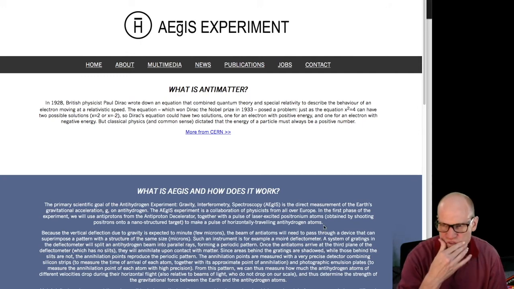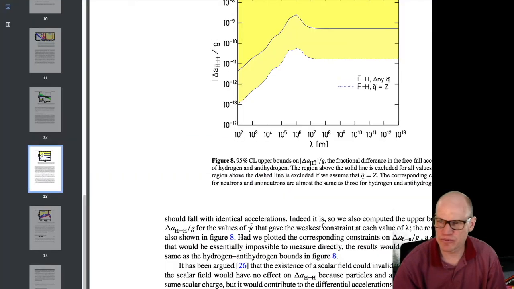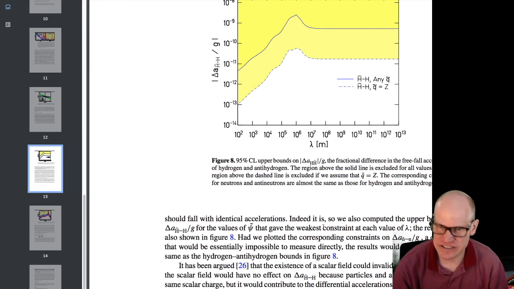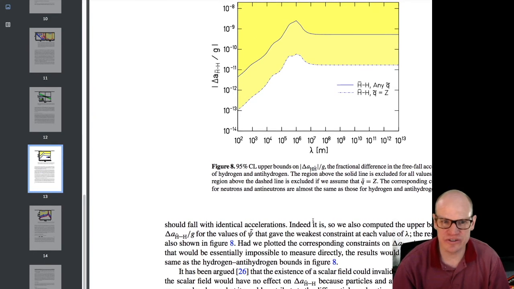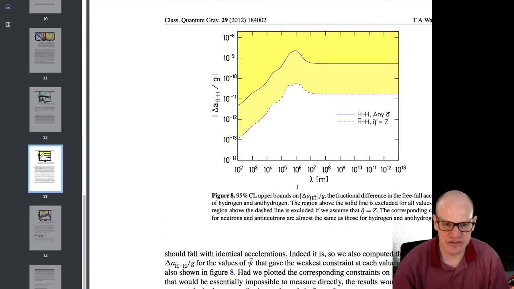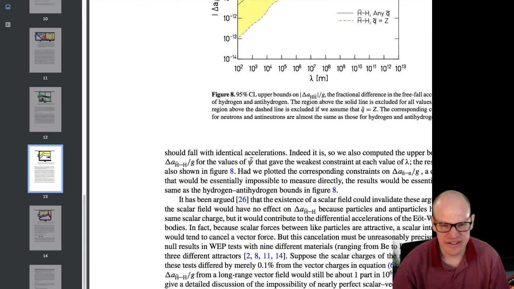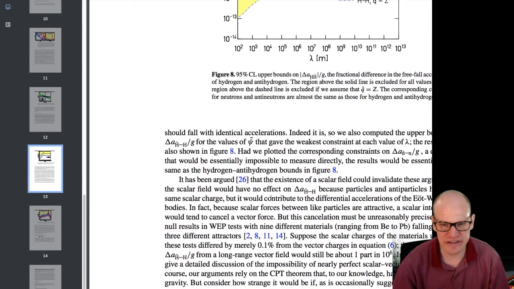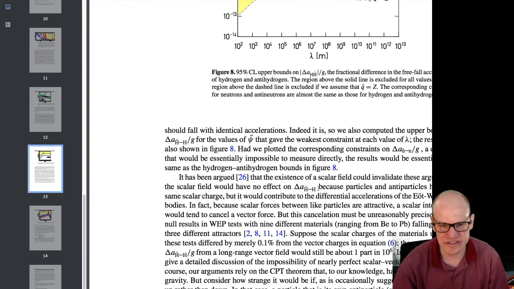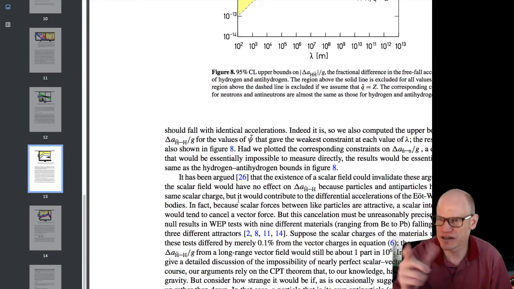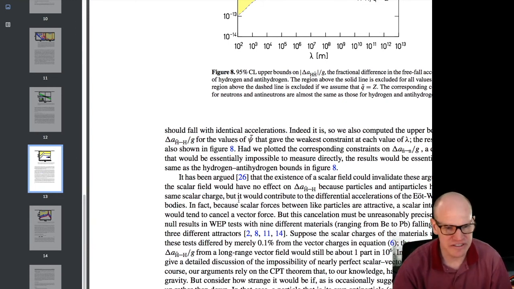Nevertheless, they'll run this experiment. My suspicion is that we're going to find that matter and antimatter fall at exactly the same rate, and that will be consistent with the results put forward by these torsion pendulum experiments. It has been argued that the existence of a scalar field could invalidate these arguments. A scalar field would have no effect on this because particles and antiparticles have the same scalar charge. That's the nature of a scalar field: there's no signed coupling to it. Some things aren't attracted and other things repelled in a scalar field.